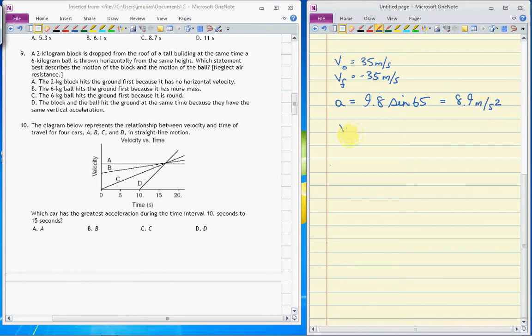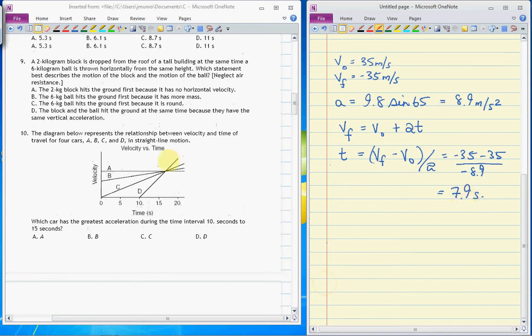Now we move over to another formula. So Vf is equal to V naught plus At. We remember that is going to be solved for t. So t is equal to Vf minus V naught, all divided by A. We have everything we need now. So negative 35 minus 35 divided by negative 8.9. We used our direction there to get that, the convention of down being negative. Works out to 7.9 seconds.